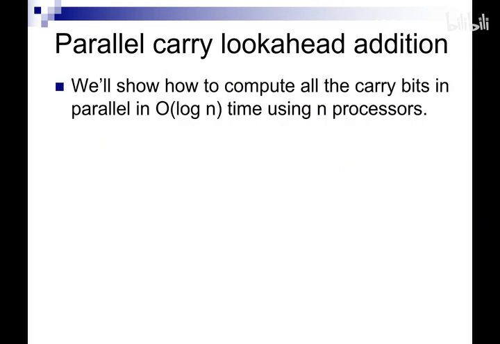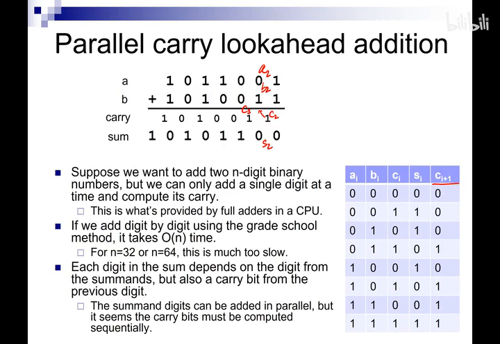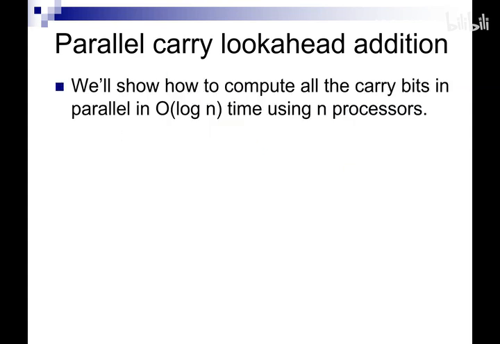So how can we do this in parallel? It turns out that there's a way to compute all of the carries. If you do this in the normal sequential method, going digit by digit, it's going to take order n time to compute all of the carry bits. But there's a faster way: you can compute all of the carry bits in parallel in only log n time. Here n is the number of digits, and to do this, we're also going to use n processors, where each processor is a full adder.